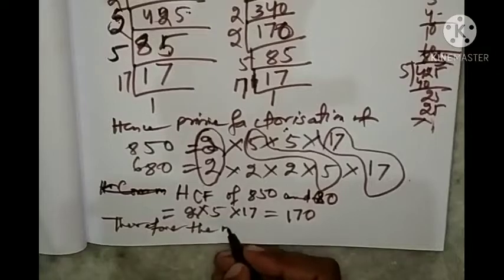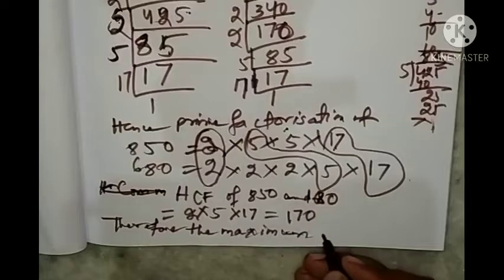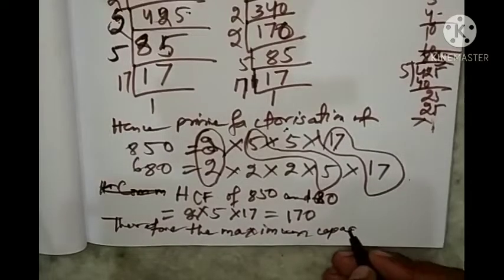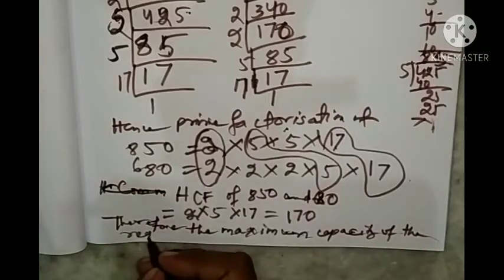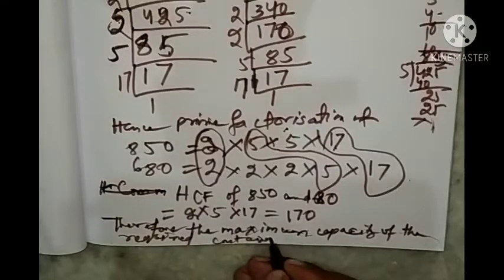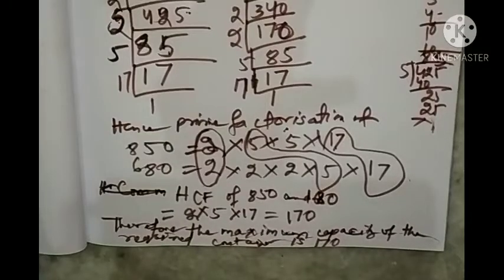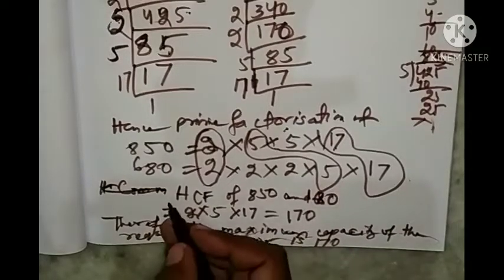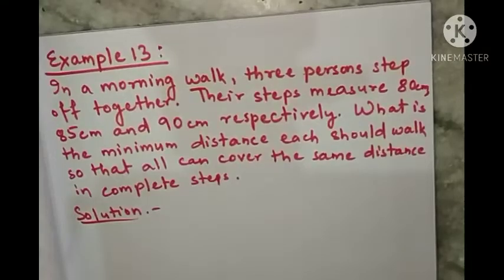the maximum capacity of the required container is how much? 170. So here maximum capacity is given, that's why you have to find HCF, highest common factor. Let's see another example. Another example is what? Written example 13. Look at here.